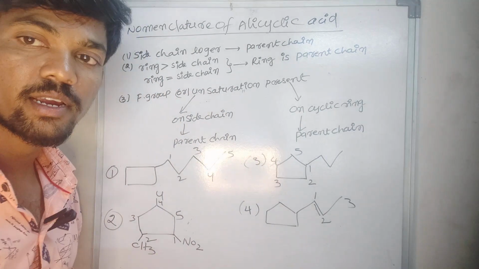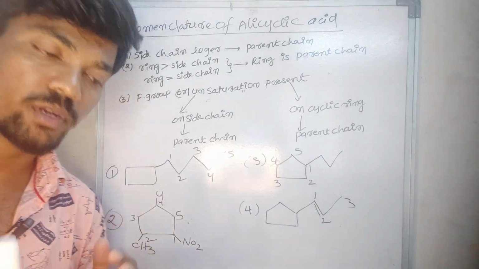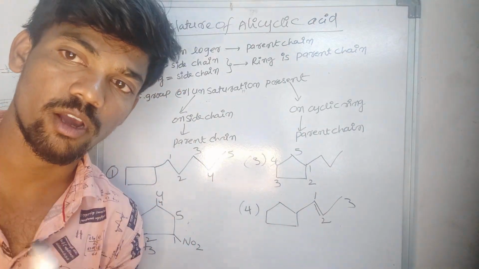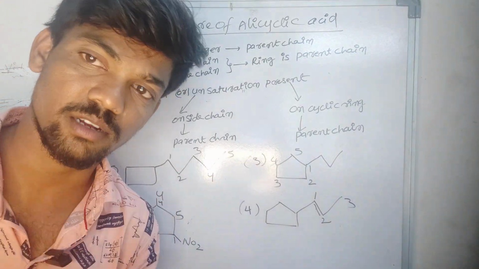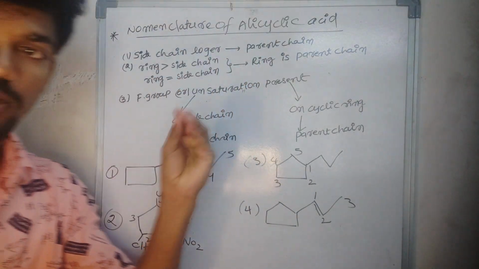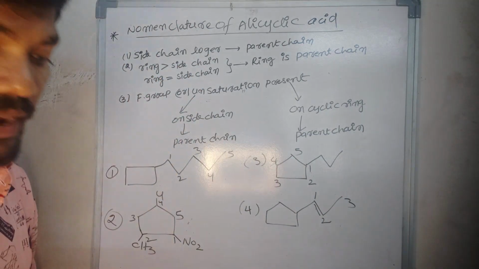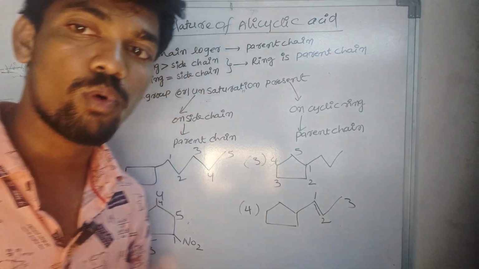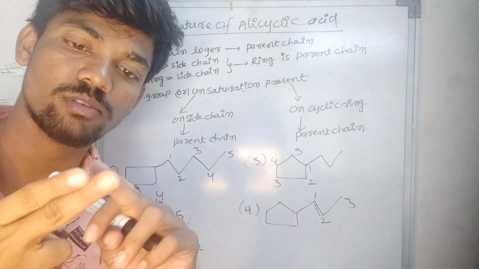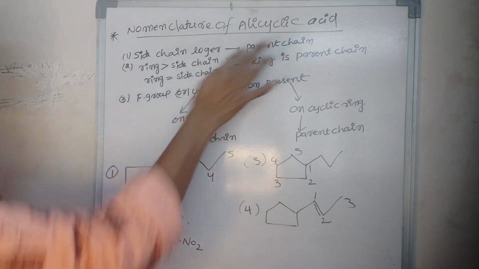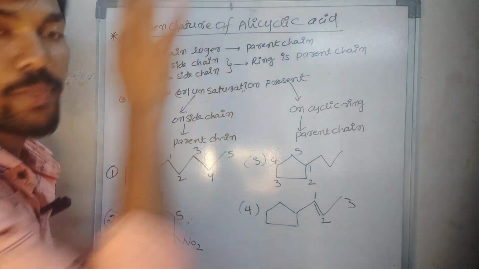Alicyclic compounds are aliphatic compounds that have a cyclic structure. They don't have a benzene resonance structure. Some have side chains, so I will explain. When a side chain is attached to a ring, both the ring and the chain are attached. If the side chain is very long, then you have to take it as the parent chain.